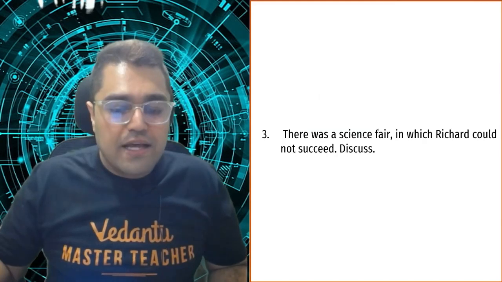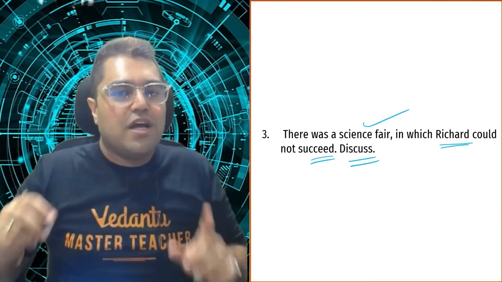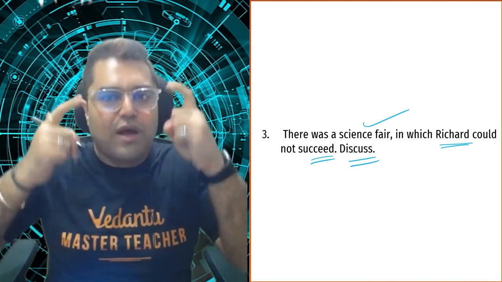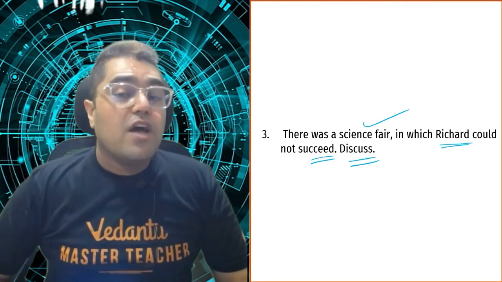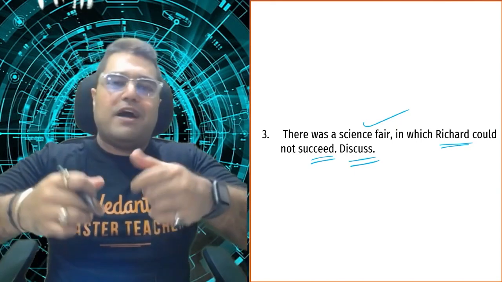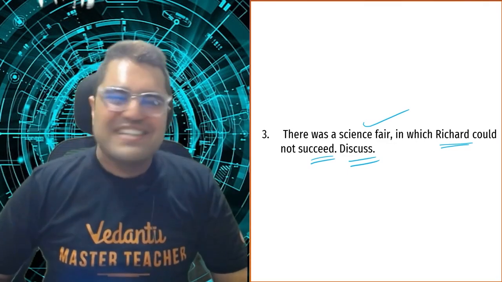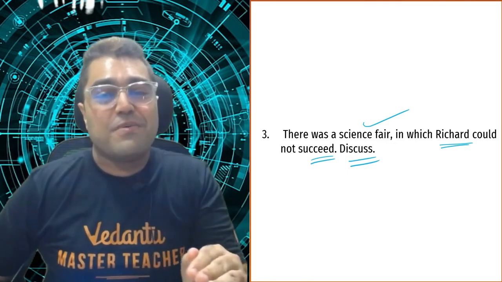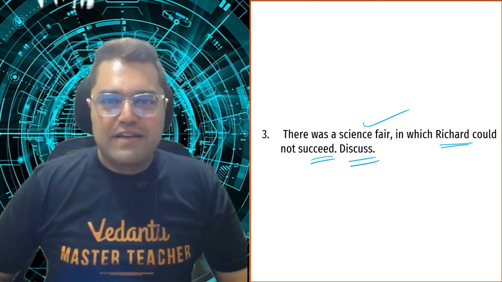Next question. There was a science fair in which Richard could not succeed. Discuss. Now you have to remember this and state it from the chapter. Which science fair? What did Richard not achieve? What did Richard want to achieve? Super simple. By the way, this is my favorite chapter. I know what you're thinking, sir, it is so difficult. It is not. I promise you it is very simple. You have to just memorize it and remember the correct facts. Can we get started?